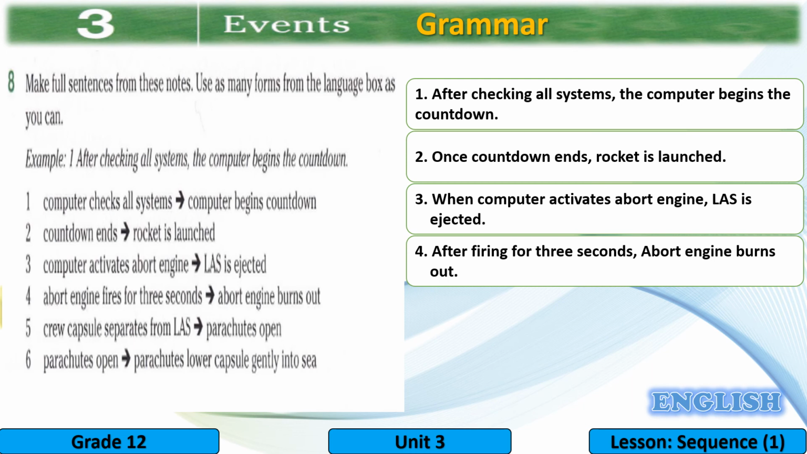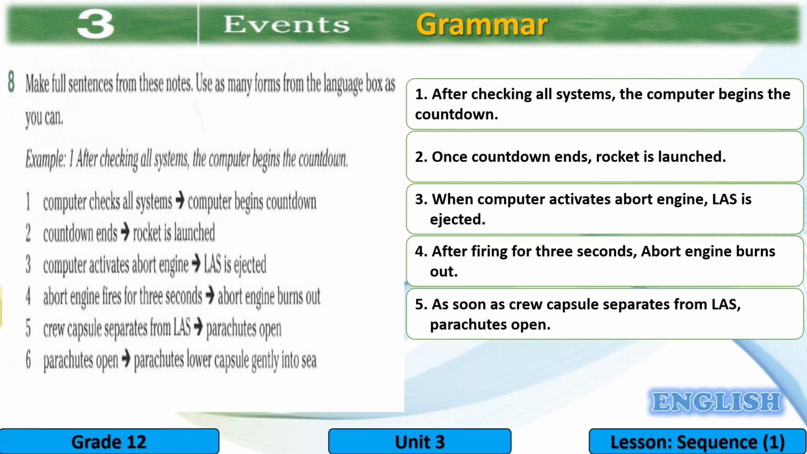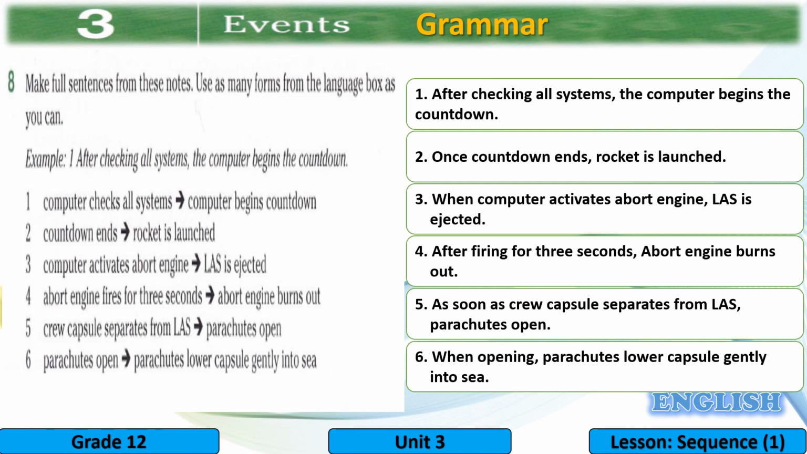Number 5, crew capsule separates from LAS, parachutes open. Two different subjects. So as soon as crew capsule separates from LAS, parachutes open. Last one, number 6, parachutes open, parachutes lower capsule gently into sea. The same subject in the two clauses. So the answer is, when opening, parachutes lower capsule gently into sea.